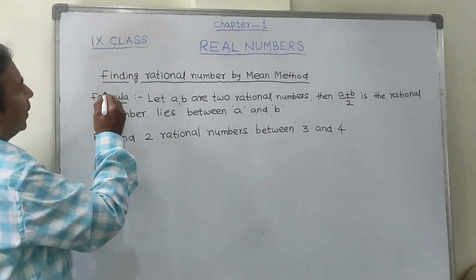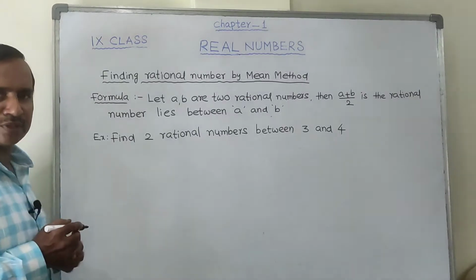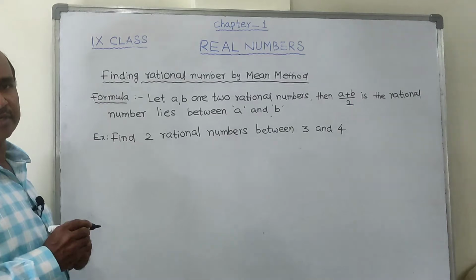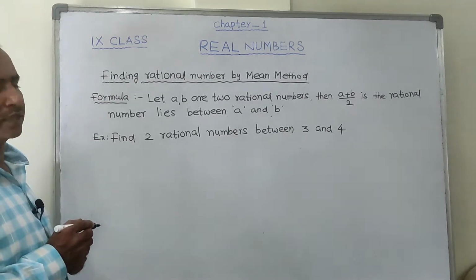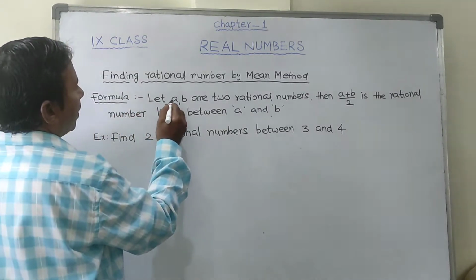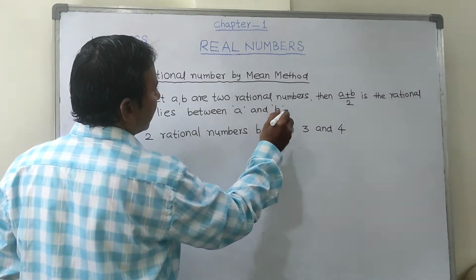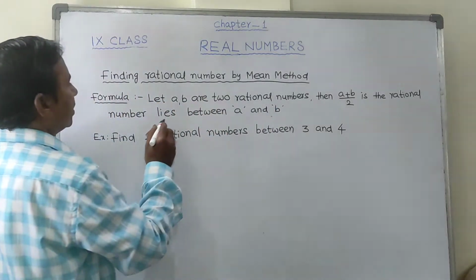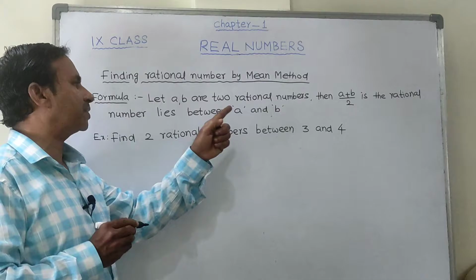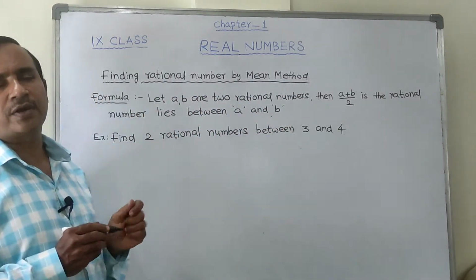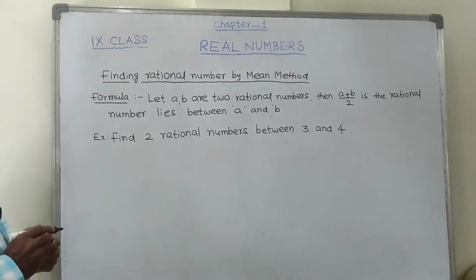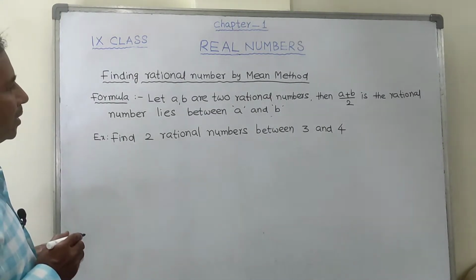Now let us see finding a rational number by the mean method. So this is the method to find any rational number between two given rational numbers. This is the formula which we have to remember. Let a, b be two rational numbers, then (a plus b) by 2 is the rational number that lies between a and b. So whenever a, b are two given rational numbers, we use the formula (a plus b) by 2 to find another rational number lying between a and b.